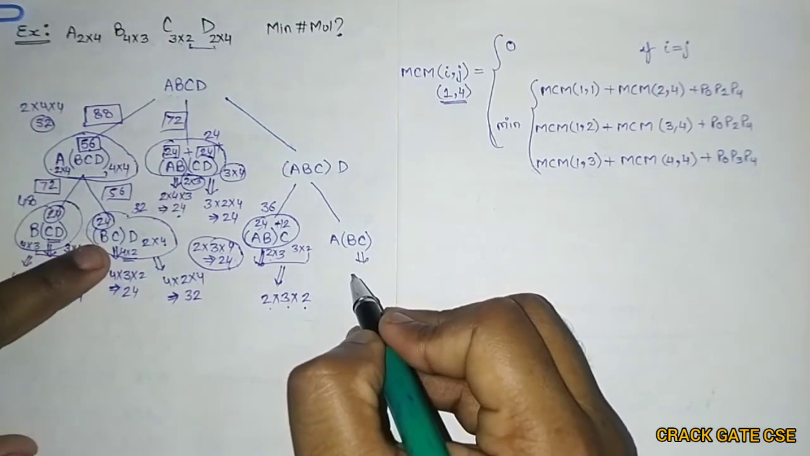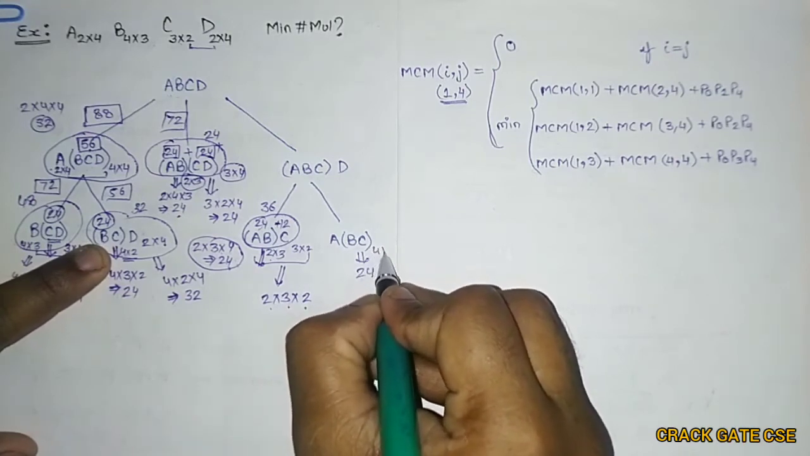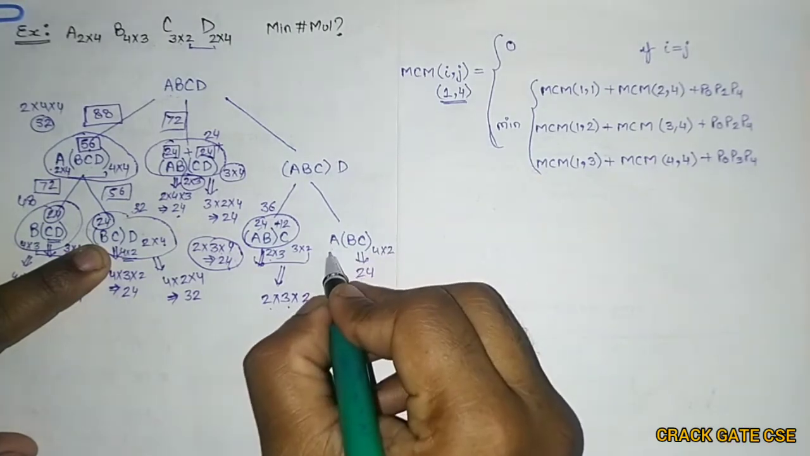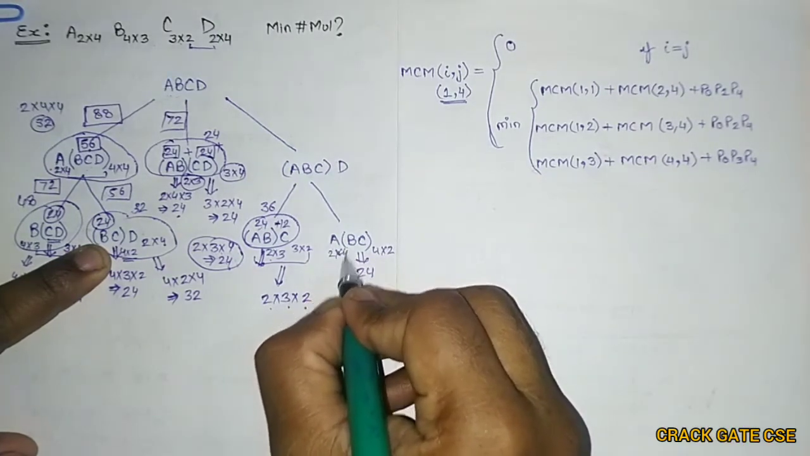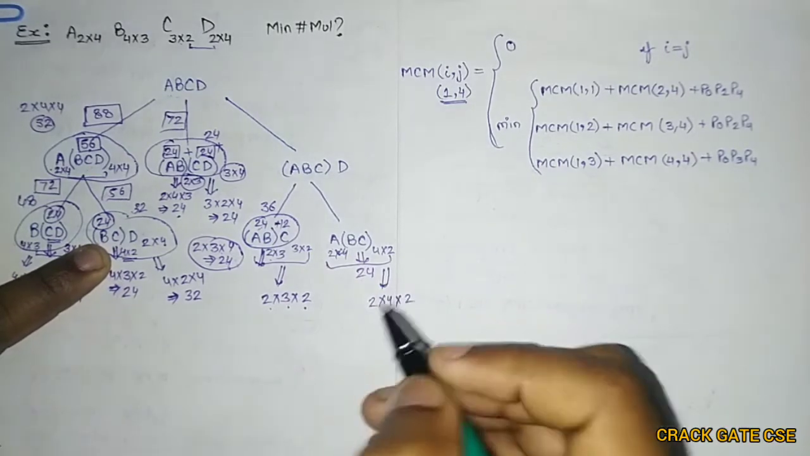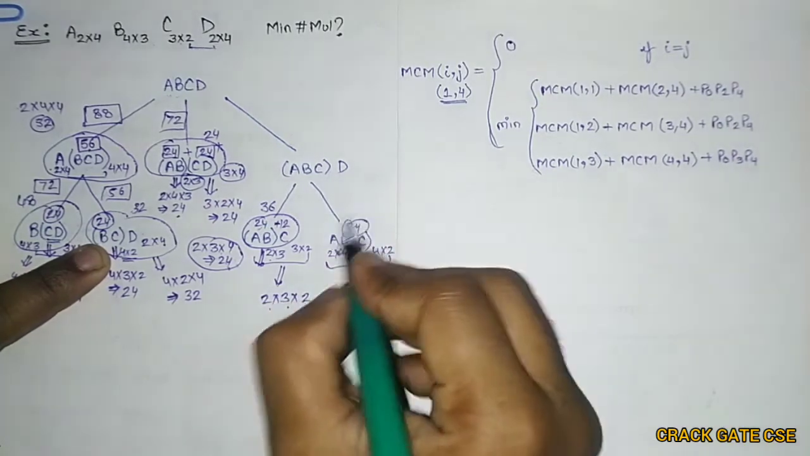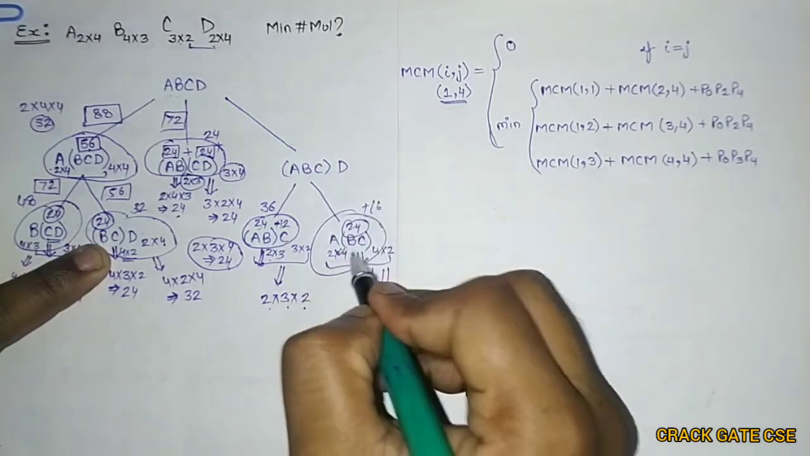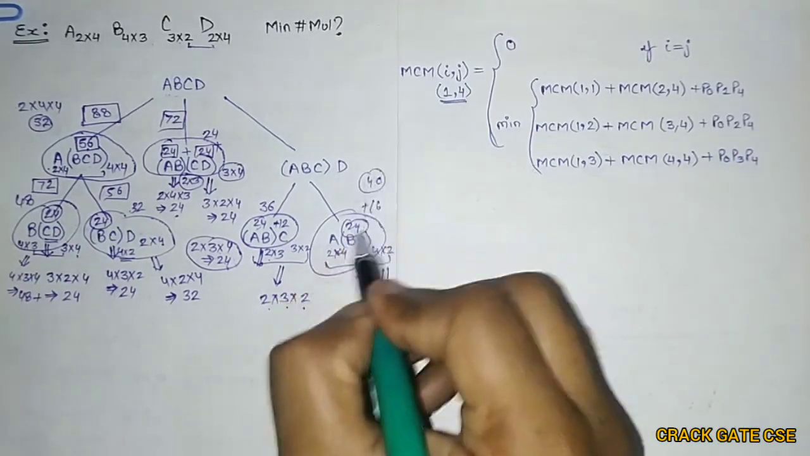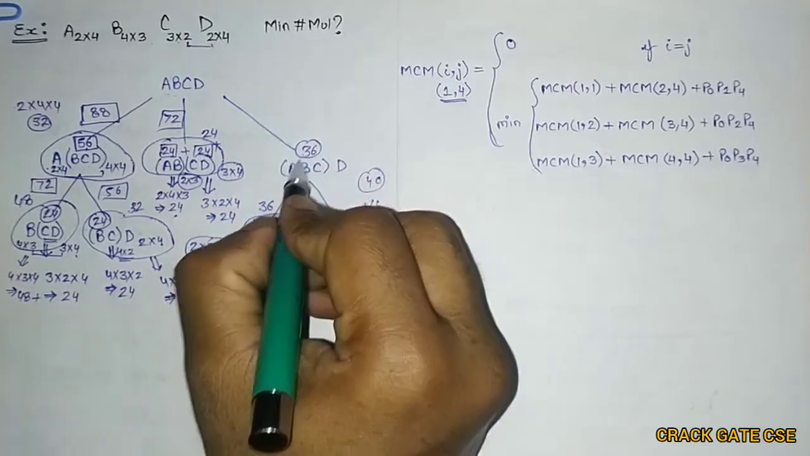So we did BC earlier also. For BC I am getting 24, and the dimensions we are getting as 4 by 2. Now multiply this with A. A dimension is 2 by 4. So combined it will be 2 by 4 by 2, so it will be 16. So combine this 24 with this 16, it will be 40. Among these two, 36 is the better approach. So we have selected this approach.